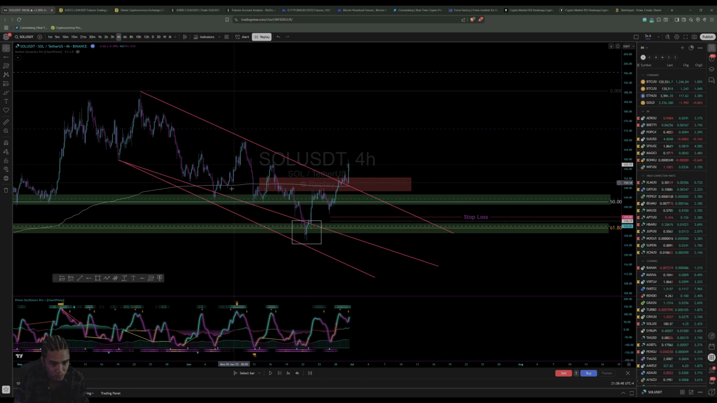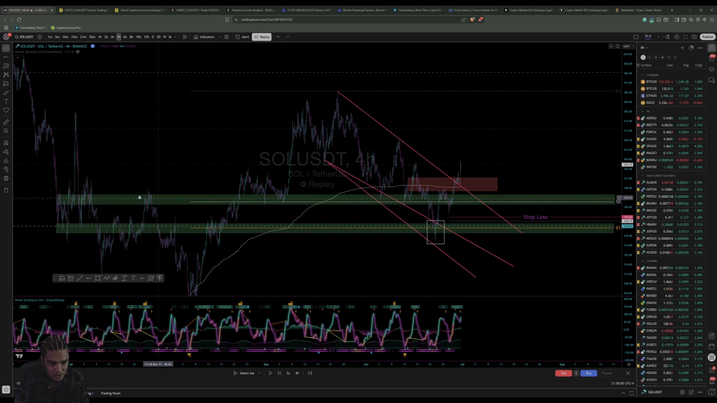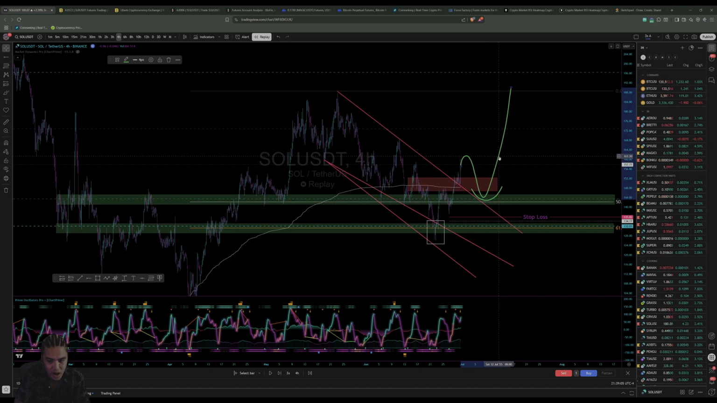We have some good support here. We've identified this already as support. This could be an SR flip, support resistance flip. So what we want to happen is this, boom, and then add there. That's very, very high conviction. Even if it does this, we're well below there, right?